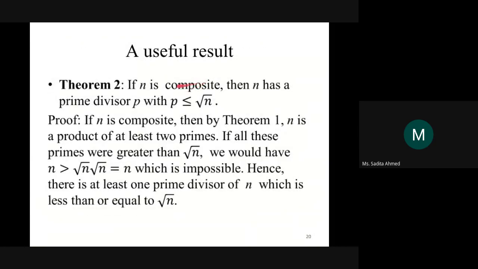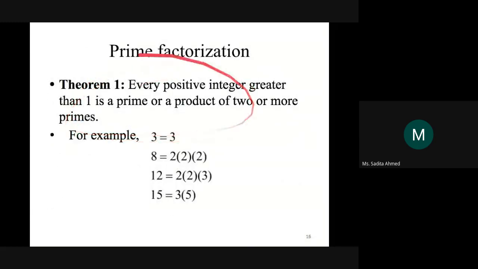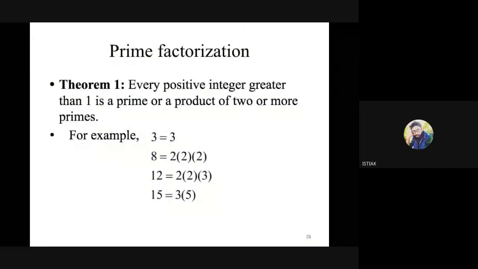So now, since n is a composite, based on the prime factorization theorem, what can we say about n? It can be expressed as a product of 2 or more primes. Can we not say that, guys? If n is a composite, can we not say, based on theorem 1, on prime factorization, that it can be expressed as a product of 2 or more primes? Yes, ma'am, we can.